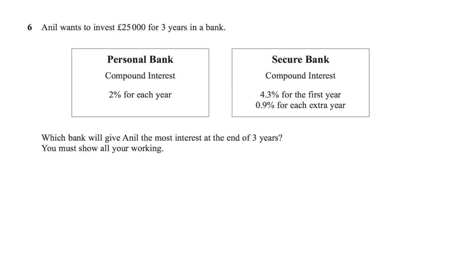In this lesson we will be focusing on question 6. Anil wants to invest $25,000 for 3 years in a bank. Personal bank, compound interest, 2% for each year. Secure bank, compound interest, 4.3% for the first year and 0.9% for each extra year. Which bank will give Anil the most interest at the end of 3 years? You must show all your working out.